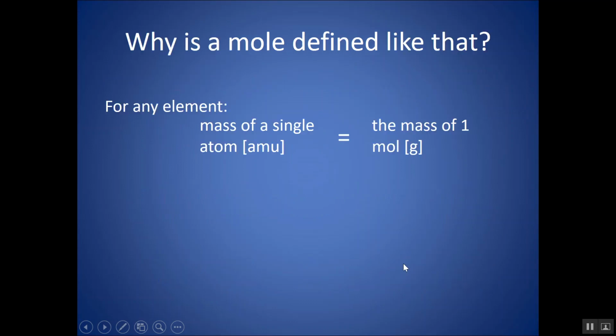Again, why is a mole defined like that? So that we can equate the mass of a single atom in AMU to the mass of 1 mole in grams. So for instance, if we're talking about a single atom of chlorine, if I look up chlorine on the periodic table, it has an atomic mass of 35.5. So 1 atom of chlorine weighs 35.5 AMU, atomic mass units. Really, really small unit, something that we're not really going to measure in the lab.